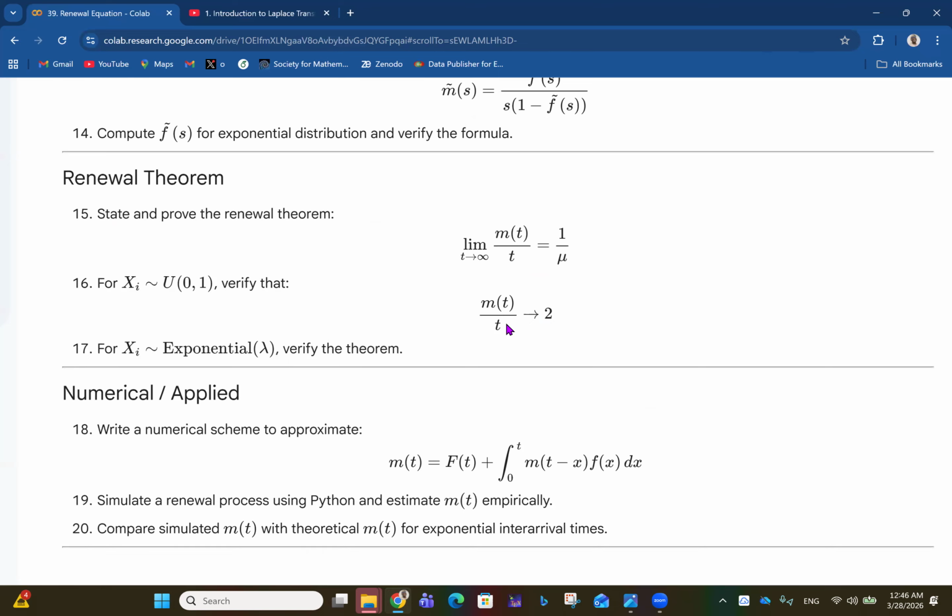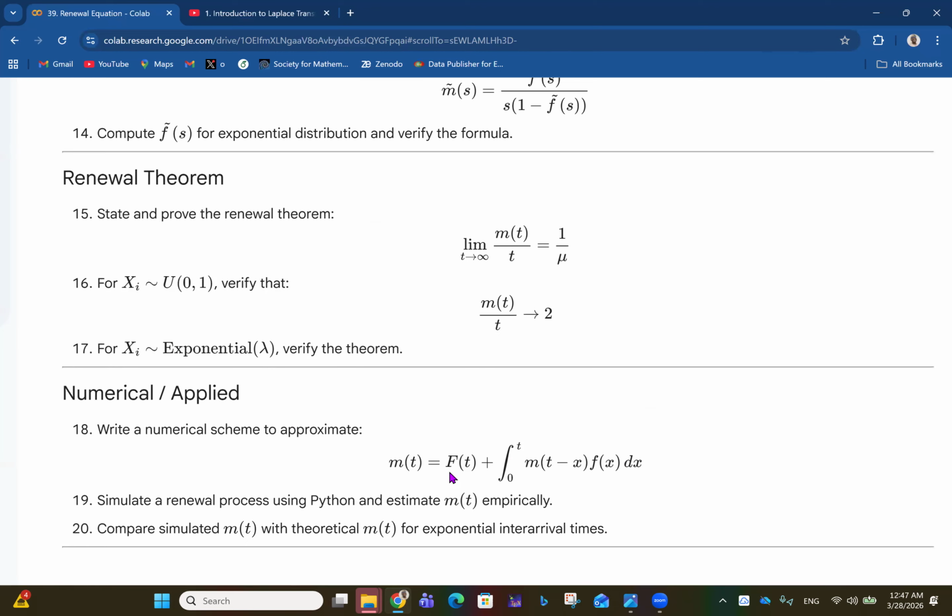Then we actually did this in the course of the lecture. For Xi uniformly distributed from 0 to 1, you want to verify that m of t over t approaches 1 over mu. For Xi exponentially distributed with parameter lambda, you want to verify this theorem. Then we have the numerical or applied side. Write a numerical scheme to approximate this.